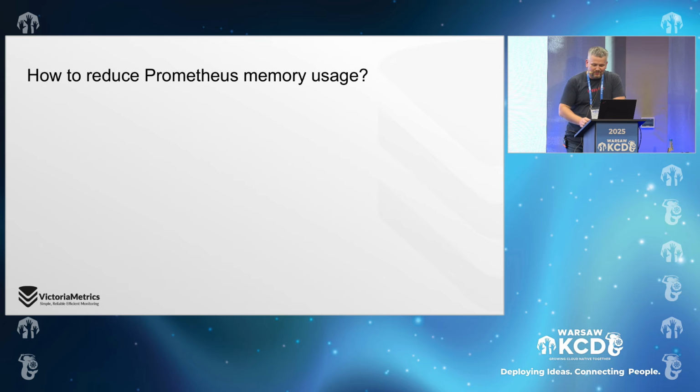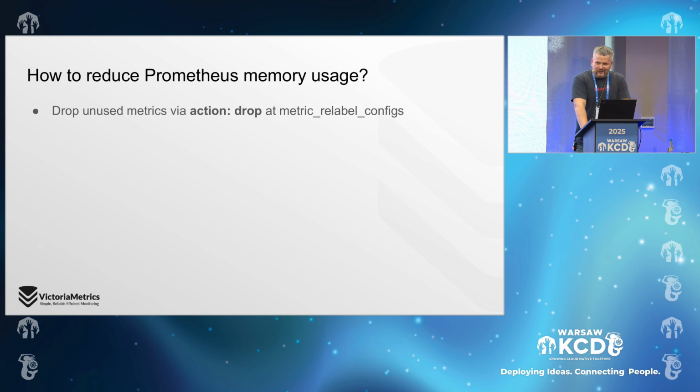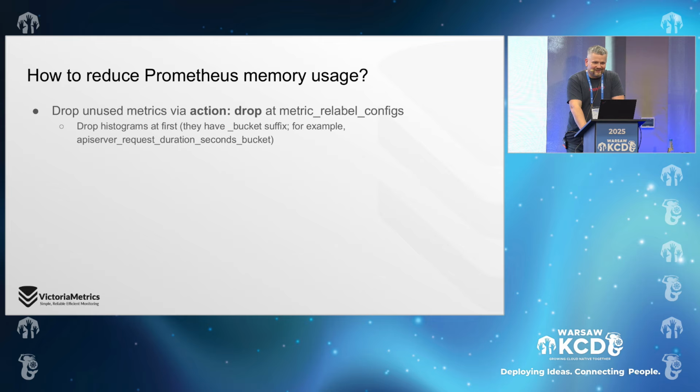So how to reduce memory usage in Prometheus? The first thing which you must do is to drop unused metrics, obviously. And it is quite easy to do if you know this set of these metrics. It can be done with relabeling rules in Prometheus with the action drop in these relabeling rules.